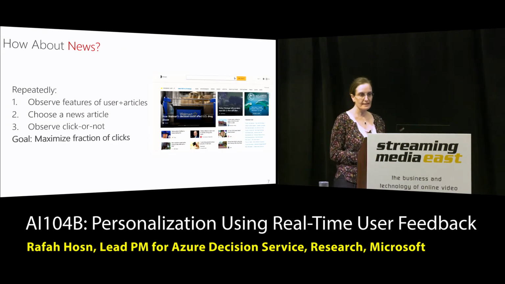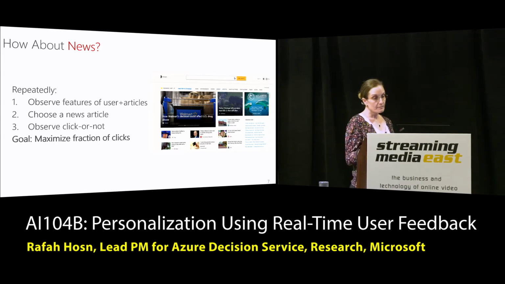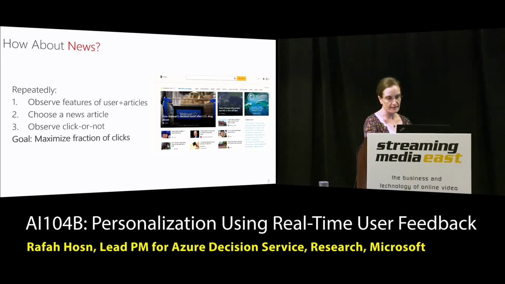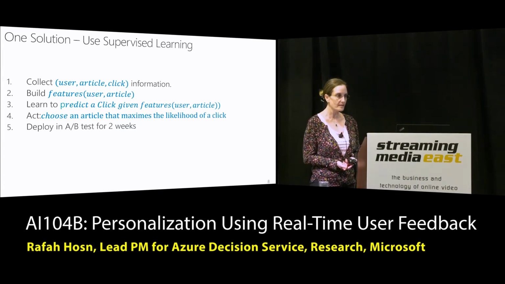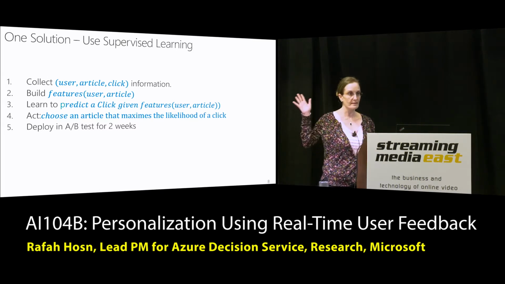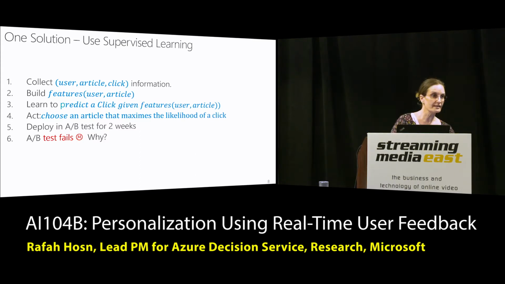What if you wanted to personalize any type of content, such as news, video feeds, playlists, and you're trying to maximize a business outcome? Suppose for the case of this scenario, you're interested in click-through rates. Great, so let's build a supervised learner. You collect some user-article click information. You build a feature set, and you learn how to predict a click given a user and an article. And in most companies, you deploy this in an A/B test. Everybody familiar with A/B testing? Yes. And it fails. And the question is, why is my A/B test failing?